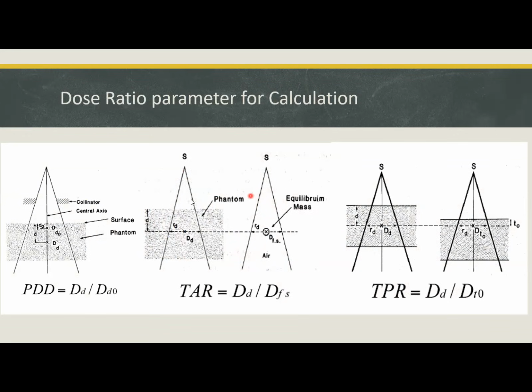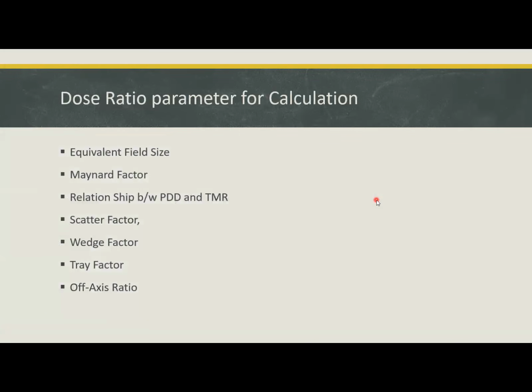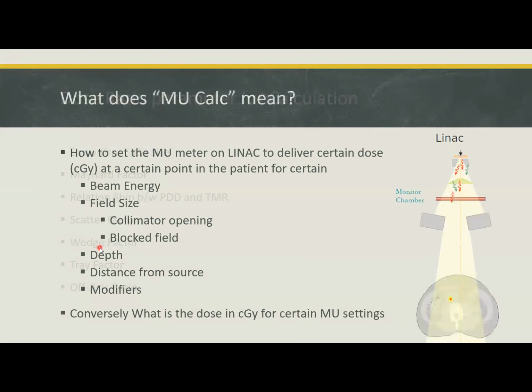PDD, TAR is an old parameter, but still has some application. TPR. Dose ratio parameters for calculation include equivalent field size, mayneord factor, the relationship between PDD and TMR which has to be understood, scatter factors, wedge factors, tray factors, off-axis ratios.